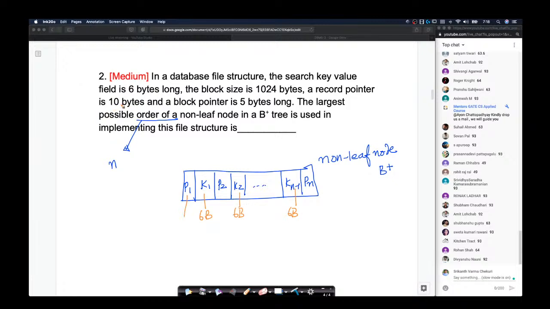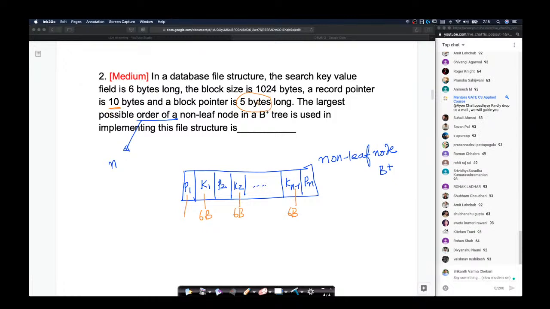What about the pointer? The pointer is, okay, 1 second, the pointer is 5 bytes or 10 bytes? Okay, a record pointer is 10 bytes. And a block pointer is 5 bytes. Yes, right? So we are looking at block pointers, right? So this is 5 bytes, right? You should not be using the 10 bytes because we are talking about the order of a non-leaf node, right? So, okay, a block pointer is 5 bytes.